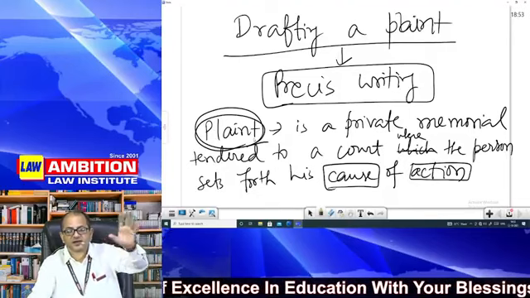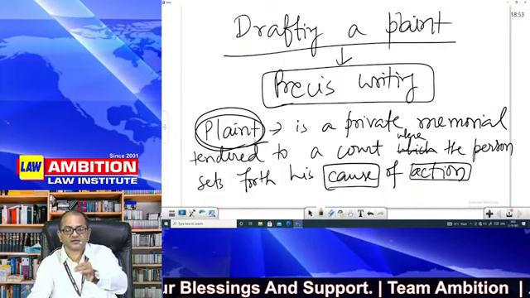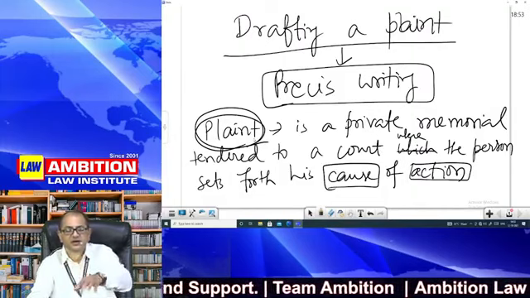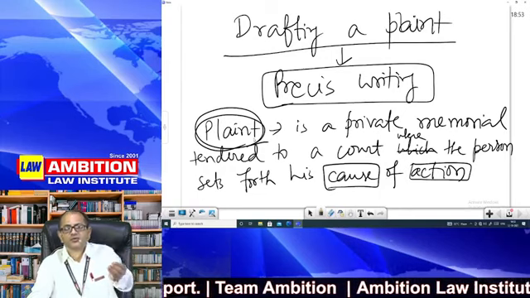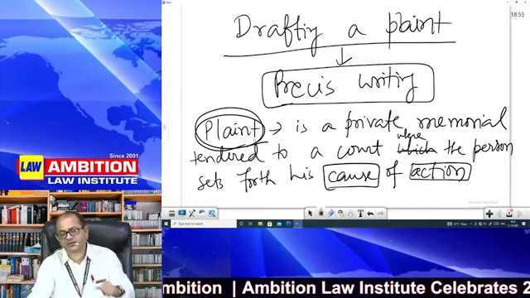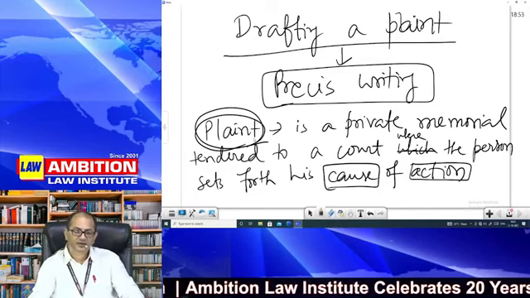If I am alleging that a contract is violated, how the contract is violated has to be shown: that the contract was entered into on such and such date with such and such person, and it was promised that such and such thing will be done, and it has not been done. So you just order him to now perform his part. So specific performance of contract can be asked for.